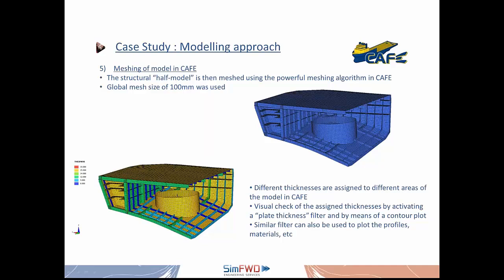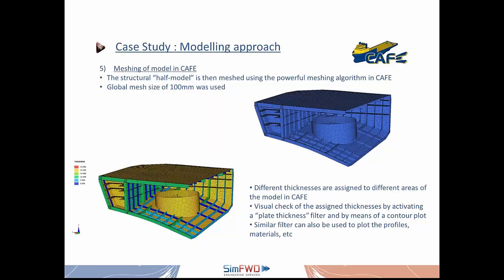On the last picture you can see that all properties of materials and thicknesses of plates and stiffeners are already defined before meshing. These are data that the project file holds within it, and they are also exported into Midas NFX later on. So we can have a visual check of the assigned thickness, and we have a similar filter for plotting the profile and material properties.